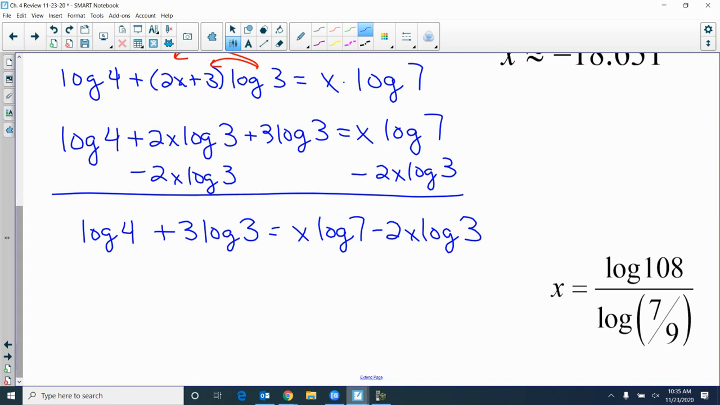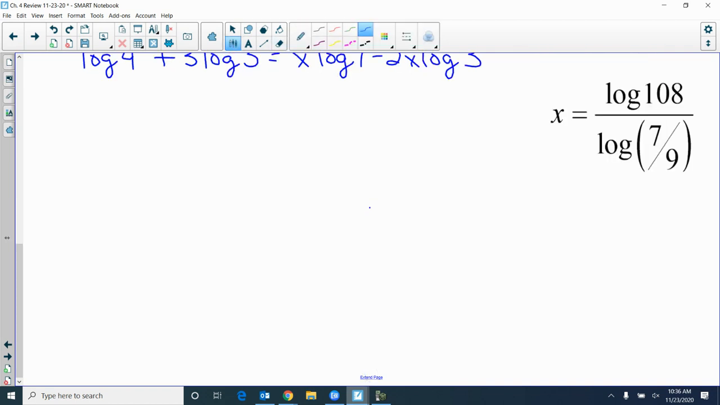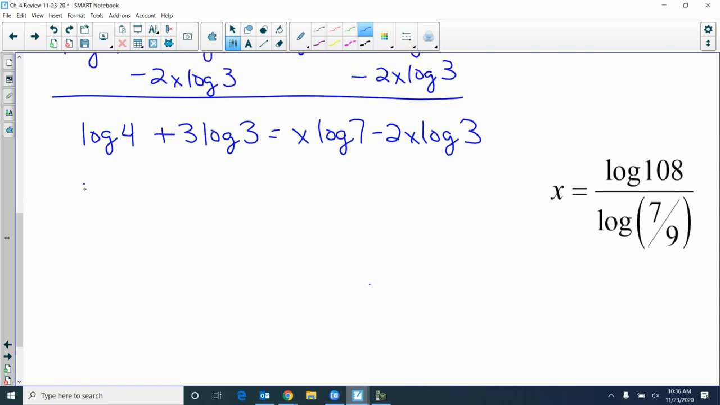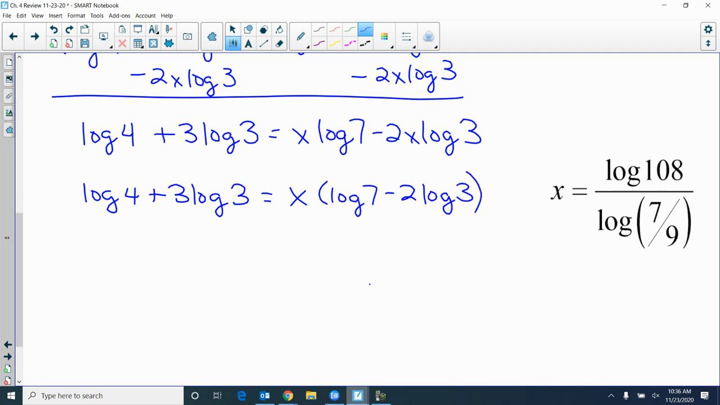All right, go ahead and factor your x out of the right-hand side. Pull that x out. And I get log of 4 plus 3 log of 3 equals x times log of 7 minus, okay, that just is 2 log of 3. Yeah, just x comes out. And I'll divide both sides by that.